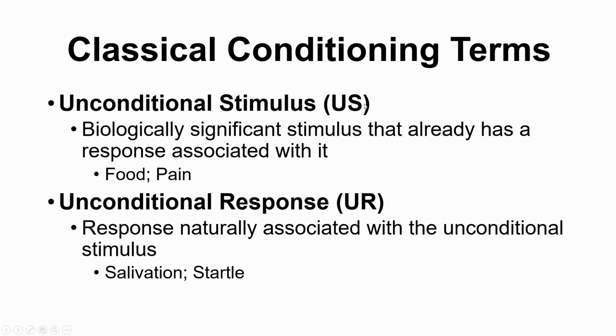So our unconditional stimulus, which we'll call a US, is a biologically significant stimulus that already has a response associated with it. If we think of our example of Pavlov and the dogs salivating when they have food, food would be an unconditional stimulus, because whenever you give anyone food, they're going to start salivating. That's a natural response to being given food. So food would be an unconditional stimulus, and then that salivation, that response that occurs naturally when you're exposed to that stimulus, would be an unconditional response. Another small notation note here is sometimes you'll see people call these a UCS instead of just a US because they focus on the conditional part.